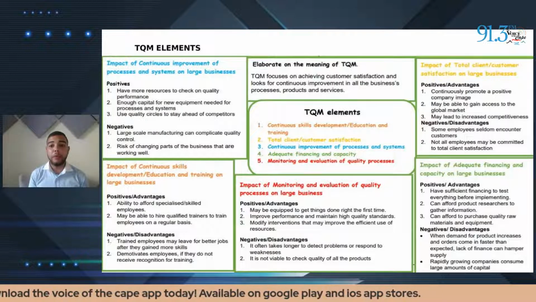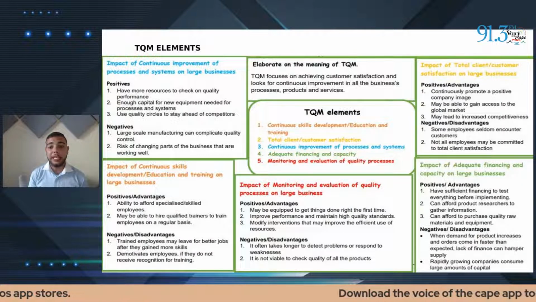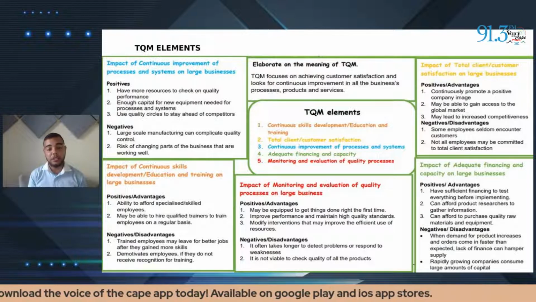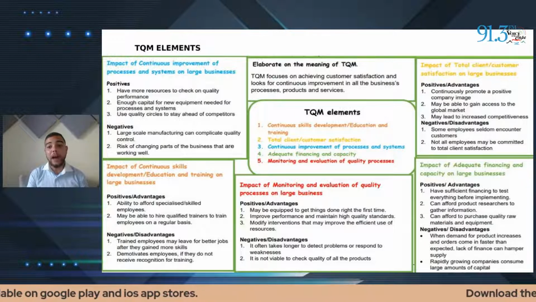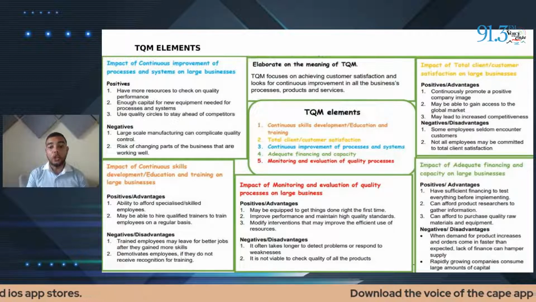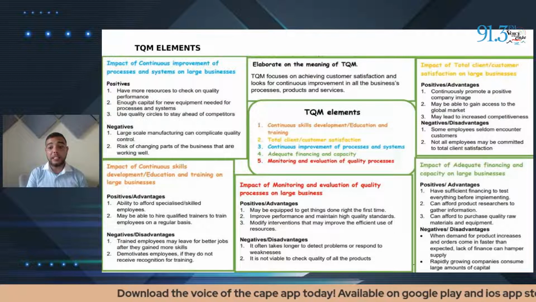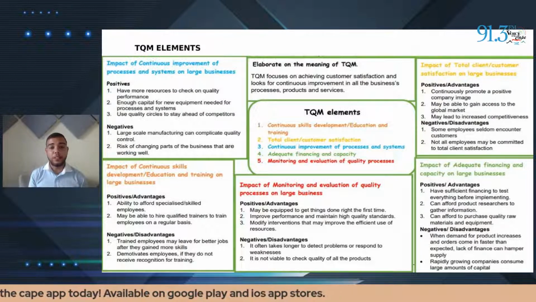So it also may be able to gain access to the global market and may lead to increased competitiveness. The negatives about this is that some employees seldom encounter customers. Not all employees may be committed to total client satisfaction. The last one of the TQM elements would be the adequate financing and capacity on large businesses. The positives about this is that they have sufficient financing to test everything before implementing. Yes, so if you have a large business, you would want to have that sufficient financing.